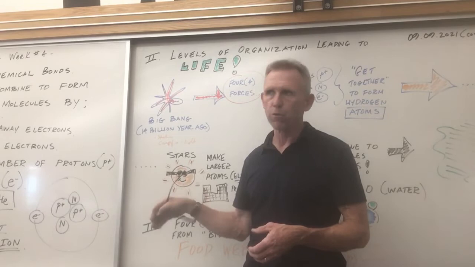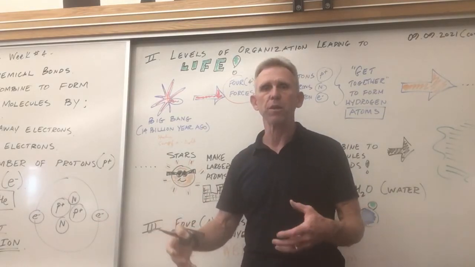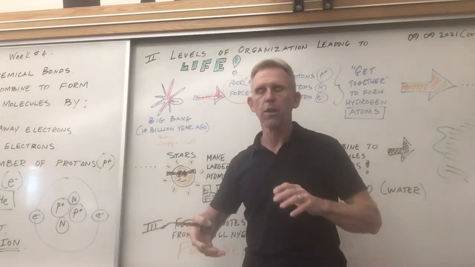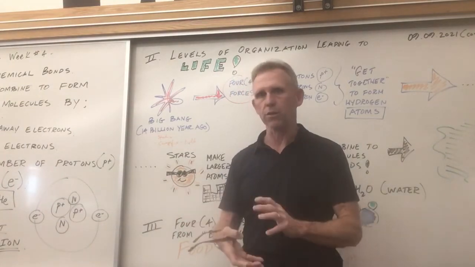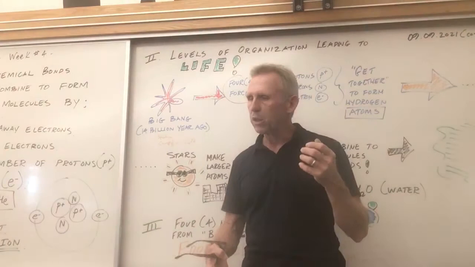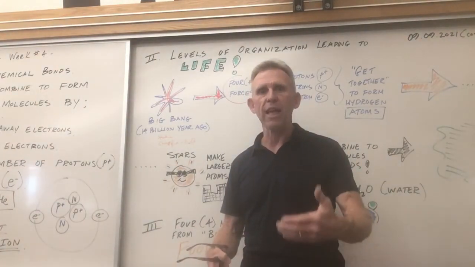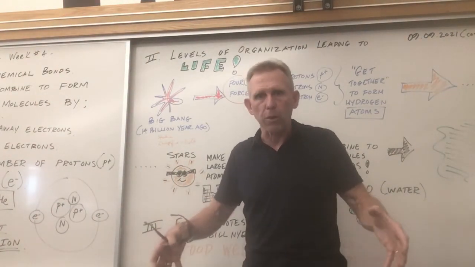inside stars. For example, our sun right now is busy, because of the tremendous pressure and gravity, making all the elements up through 26, through iron. When a star explodes, when a star reaches the end of its life, it blows itself apart.